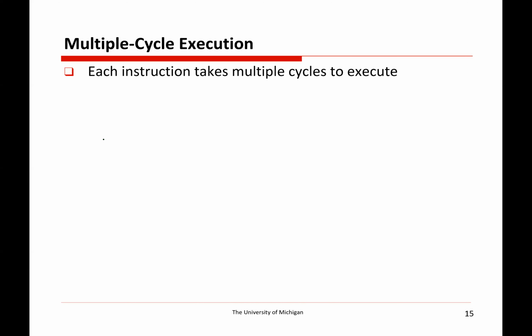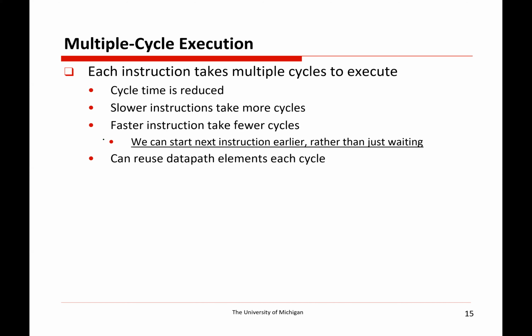So this is the motivation behind having a multiple cycle processor. The idea is, rather than having one long clock period to do every instruction, we're going to break up each instruction into smaller subtasks. This is going to reduce the cycle time. Slower instructions are still going to take more time, but they're going to take more cycles. Faster instructions are going to take fewer cycles.